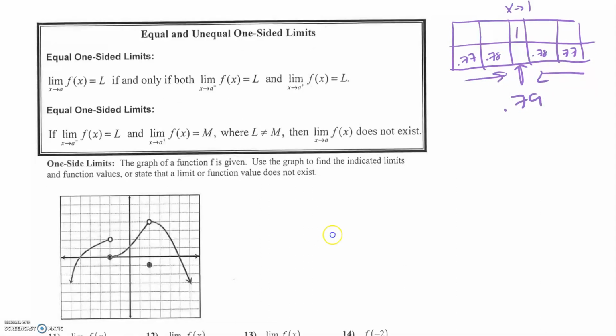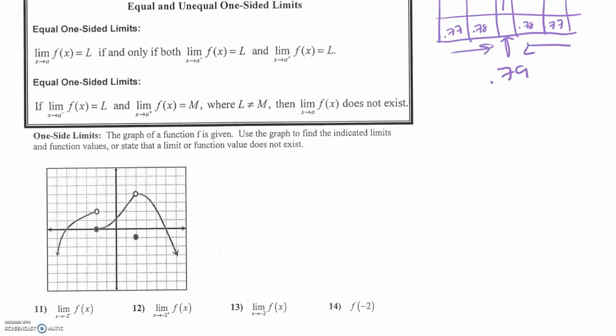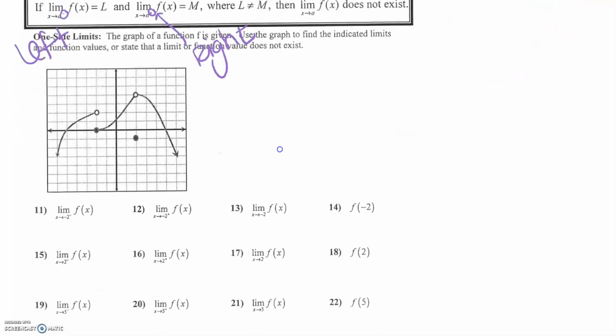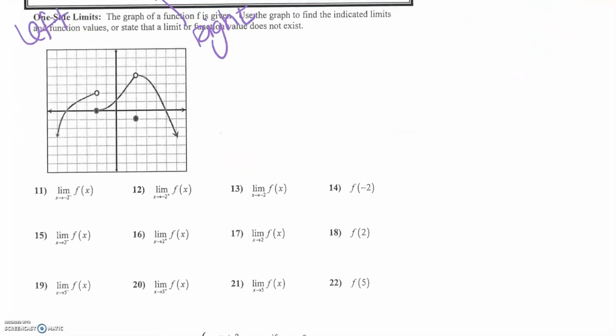Okay. Sometimes though, when you have a split in your function, you get what's called a one-sided limit. If it is negative here, it means it's coming from the left. And if it's positive, that means it's coming from the right. Okay, so we're going to look at this graph and we're going to do all of these limits.